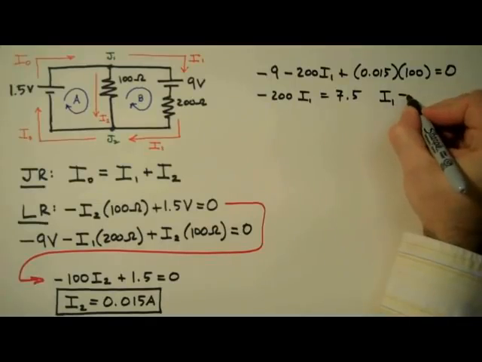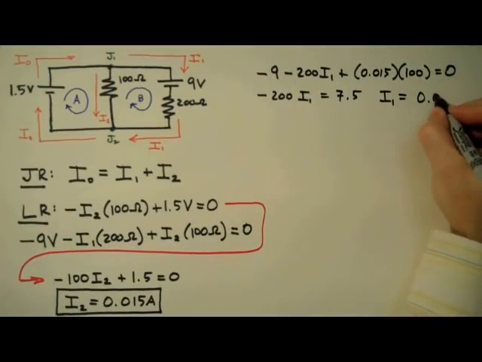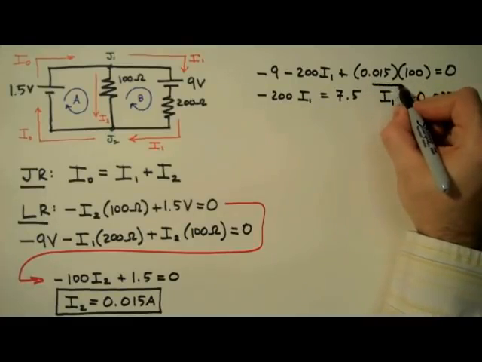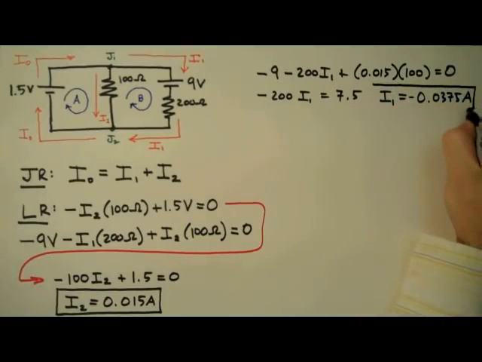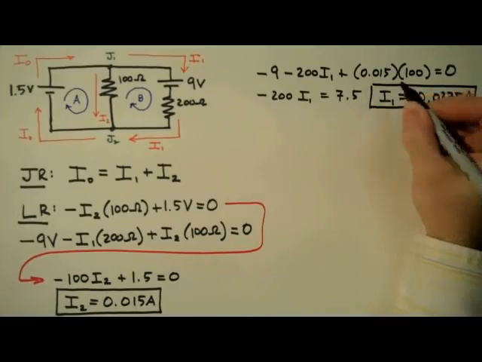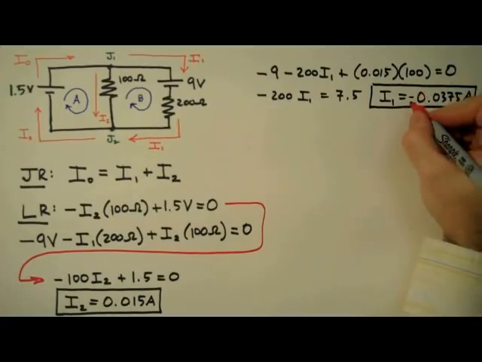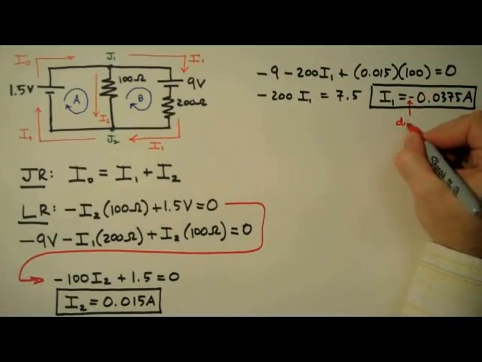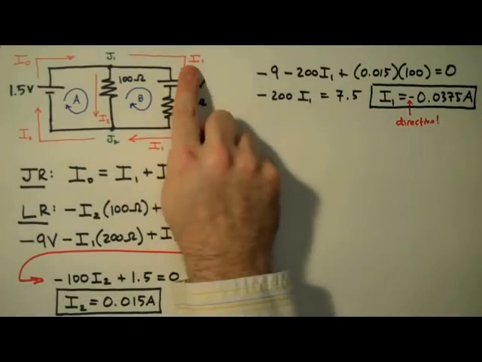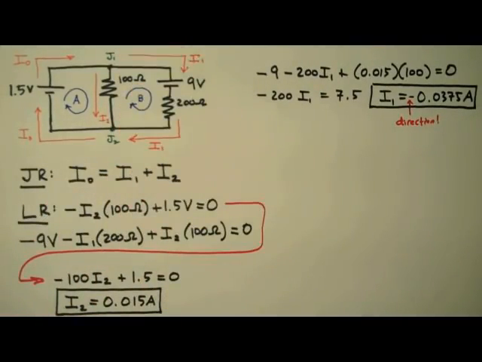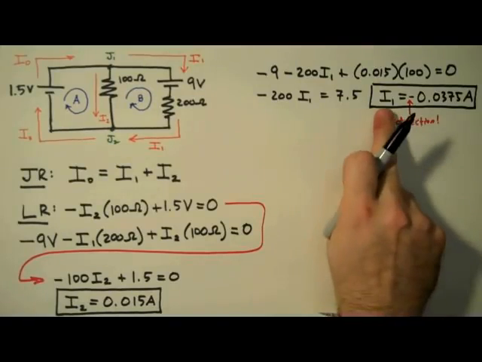So we have I1 equals 0.0375 amps. Oh, don't forget this negative sign here. That's important. Negative 0.0375 amps, or negative 37.5 milliamps. So what does this negative sign tell us? This negative sign tells us that the direction that we chose for I1 is the wrong direction. Remember how we picked it arbitrarily at the beginning of the problem? Well, here's where we find out that the actual direction of positive charge flow is the other way. No harm, no foul. Now we know the correct direction of the currents.